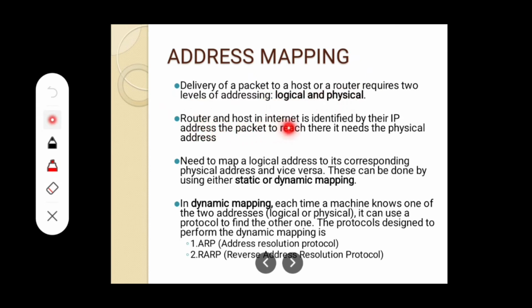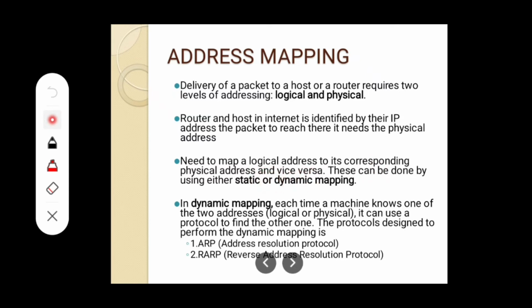Router and the host in the internet is identified by the IP address. The packet to reach there, it needs a physical address. Okay, so router and the host is identified by their IP address. For the packet to reach the interface, it requires the physical address. Okay, need to map a logical address to its corresponding physical address and vice versa.